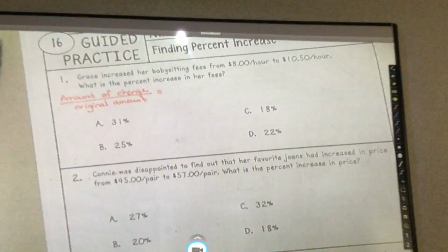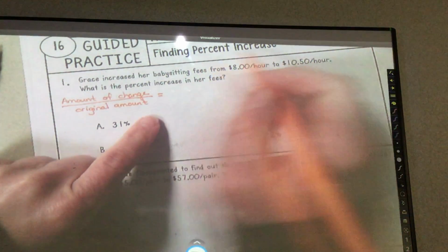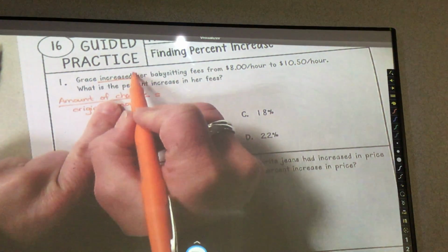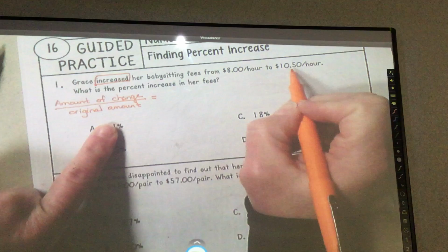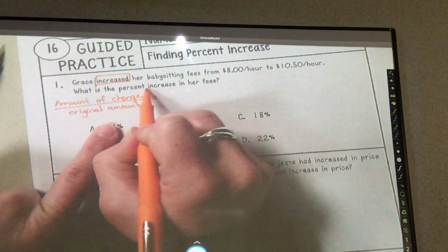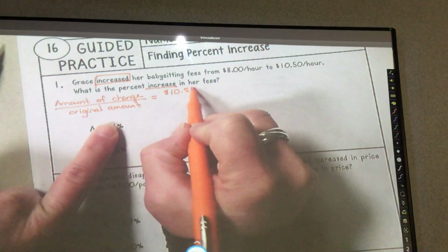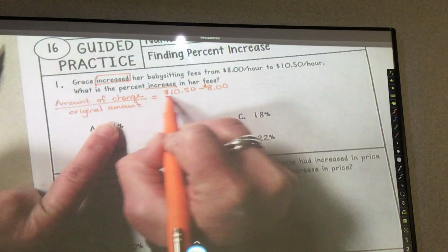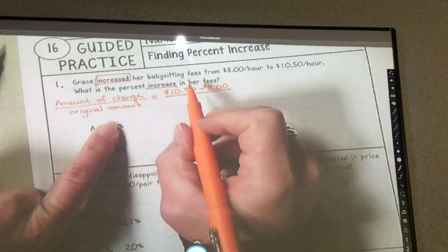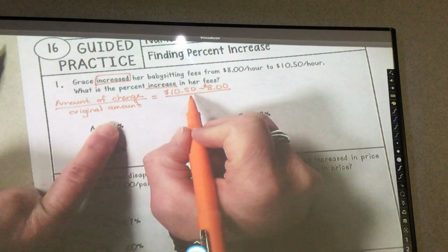So how do we find the amount of change? Well, what am I going to subtract? Grace increased her babysitting fees from $8 an hour to $10.50 an hour. What is the percent increase in her fees? So I take 10.50 minus 8, that's the change, over, what's the original amount? What's her original amount? $8.